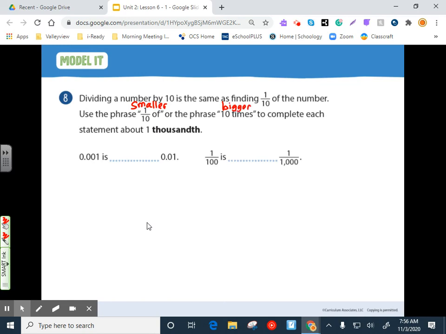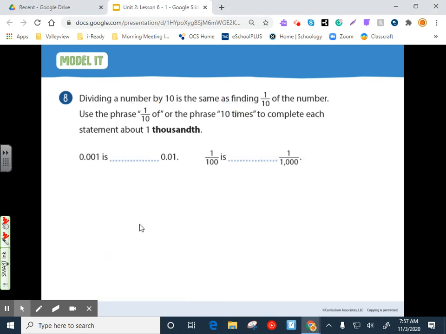Complete each statement about 1,000ths. So 1,000th is blank of 100th. Since it's a smaller part, that would be 1/10 of. And 100th is, if you break one thing into 100 parts, your parts are a lot bigger than if you break it into 1,000. So this is going to say 10 times. And just some practice to get used to that relationship between the wording and the numbers.